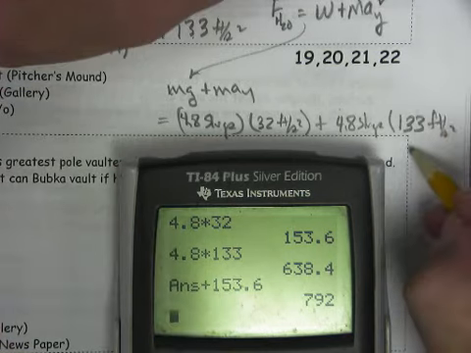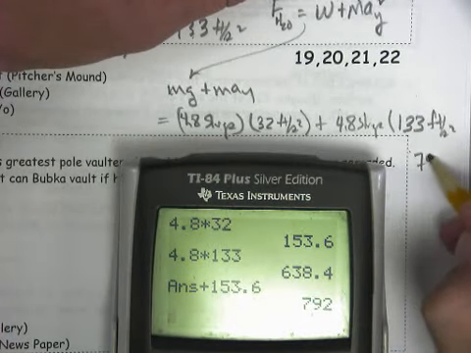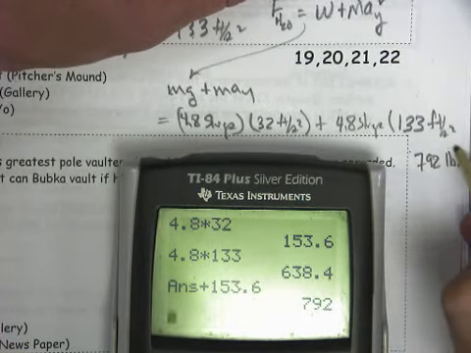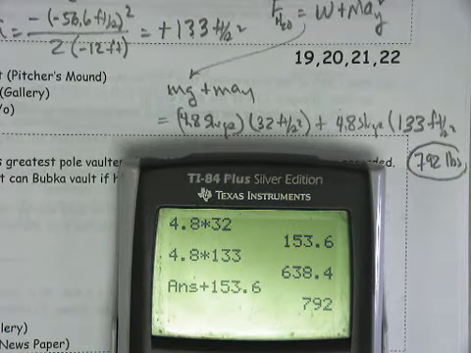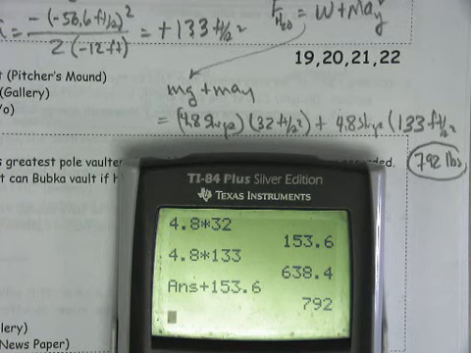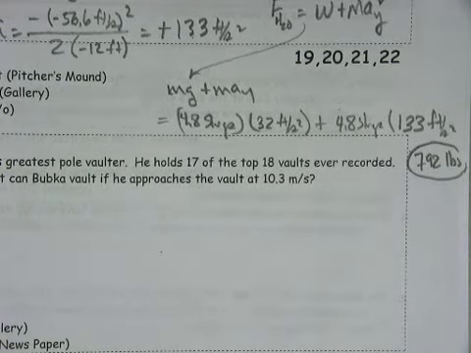So this is going to be 792, and that'll be pounds. Since I'm using feet and slugs and seconds, my answer is in pounds. So on average, there's 792 pounds of force pushing on him by the water to bring him to rest.